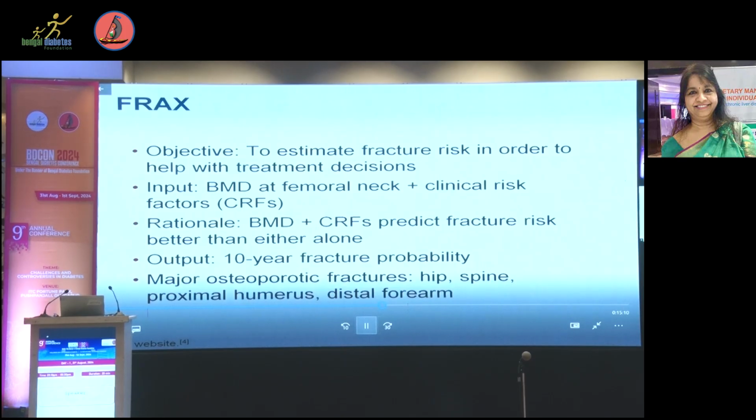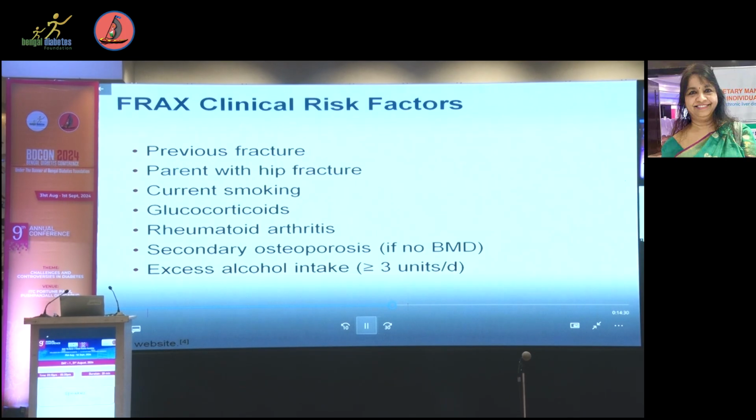It would quantify the risk, but we also cannot use it for prognosis or monitoring the patient, because the risk factors are usually stable, and the other demographic features of the patient are not stable, except the age may go up. So we are not going to get information on monitoring events. We can also add DEXA and the clinical risk factors, and FRAX can predict fractures better than BMD or the clinical risk factors alone. So it gives us a fracture probability of the major osteoporotic fractures.